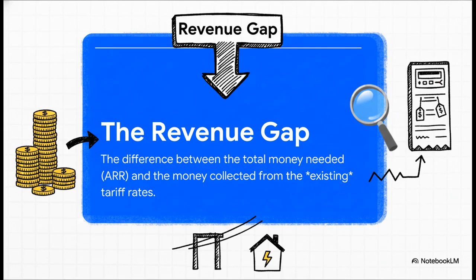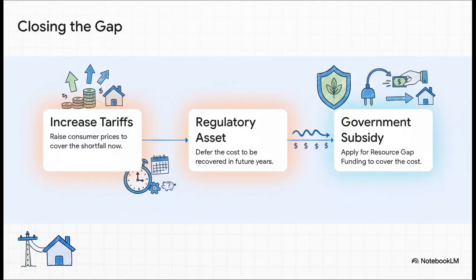So now we have the total money needed, the ARR. But what happens if that new number is higher than what the utility would collect with the prices that are currently in place? Well, that difference is called the revenue gap. When there's a gap, regulators have basically three main choices. Option 1, just increase the tariffs right now to cover the shortfall. Option 2, create something called a regulatory asset, which is a fancy way of saying they'll kick the can down the road and plan to get that money from customers in future years. Or Option 3, the government can step in with a subsidy to cover it.